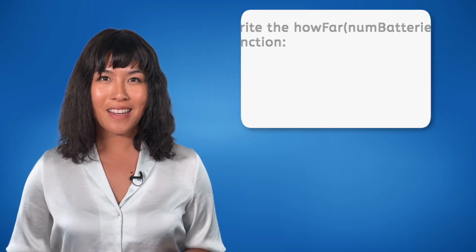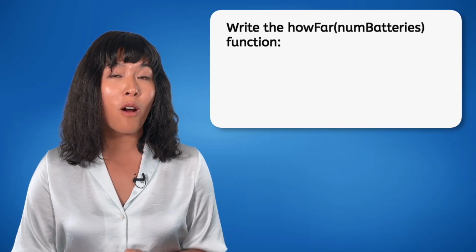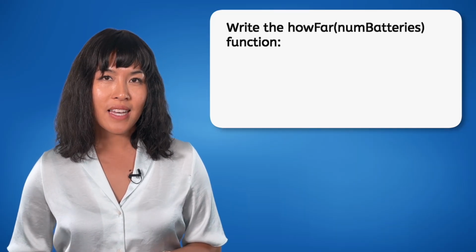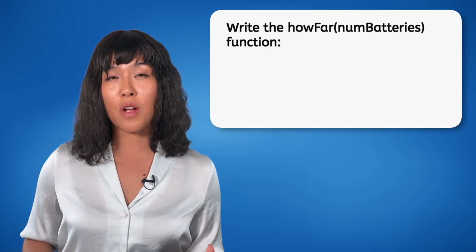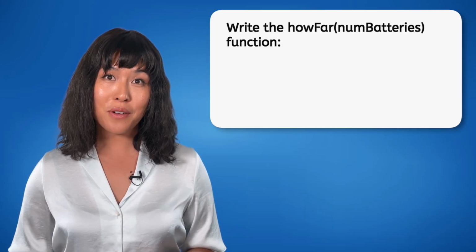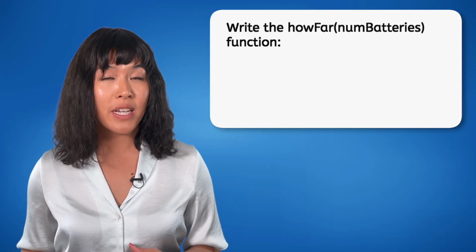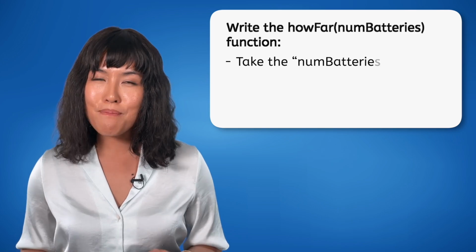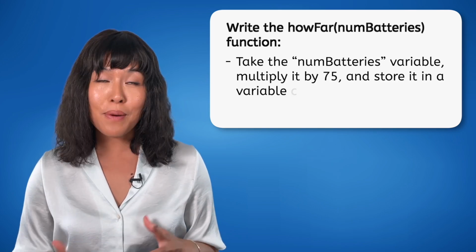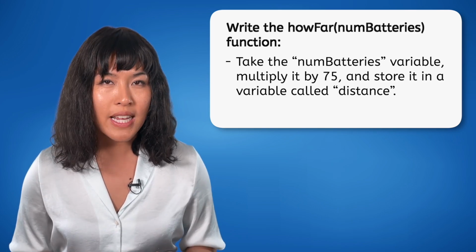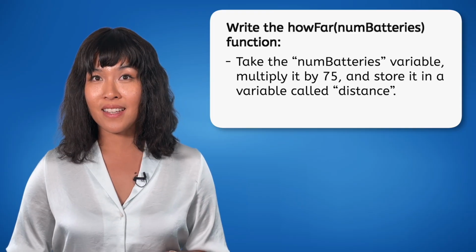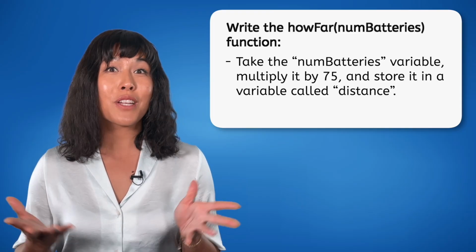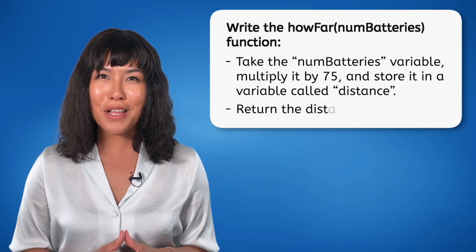Now, on to our fourth and final function. This method is called how far num batteries. It estimates how far a rover could travel with the given number of batteries. It assumes each battery can travel 75 units of distance. Take the num batteries variable, multiply it by 75, and store it in a variable called distance. This is the distance our rover can travel. Let's return that value as well.